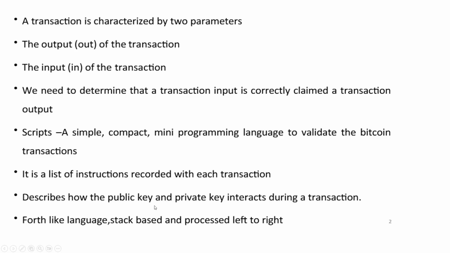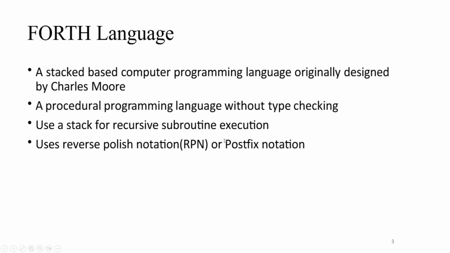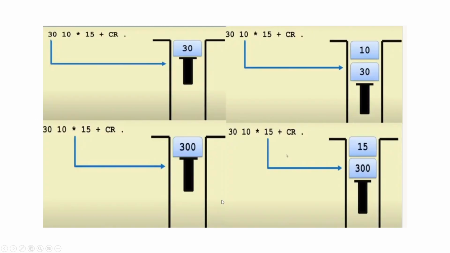Next, it describes how the public key and private key interact with each other during a transaction. It's a Forth-like language, stack-based, and it is processed from left to right. So, what's a Forth language? It's a stack-based computer programming language. It was originally designed by Charles Moore. It's a procedural programming language, but doesn't involve type checking. And in order to verify whether that particular script is okay, it uses a stack. I think all of us know stack. It uses a stack for recursive subroutine execution and uses RPN, reverse Polish notation or postfix notation.